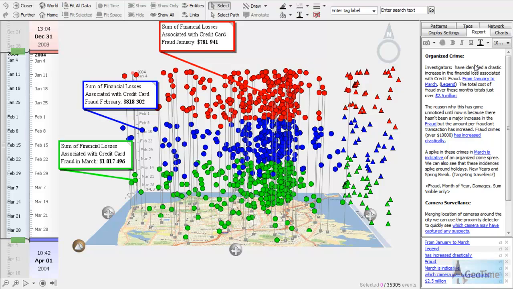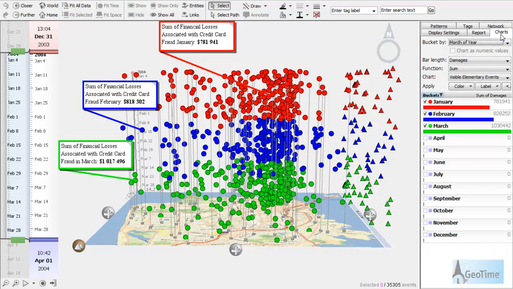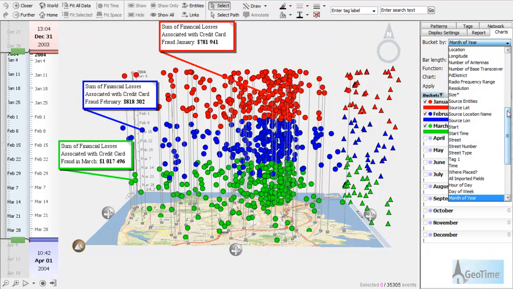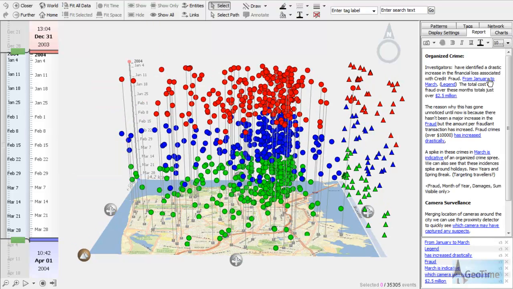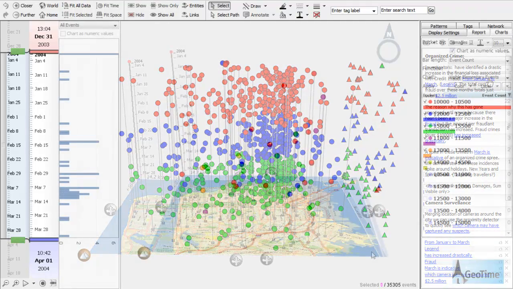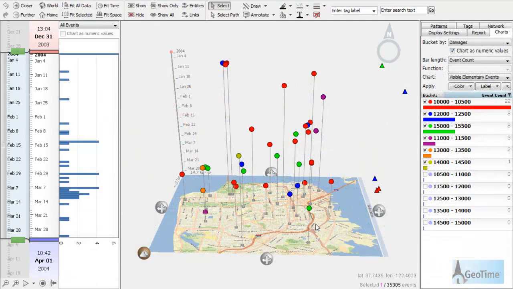What we've done here is isolate the total fraud crimes. We can see here it's just over $2 million over this period. I've also isolated by the amount reported associated with each crime, and when we look at amounts over $10,000, we can see that there's a significant increase, especially in March.